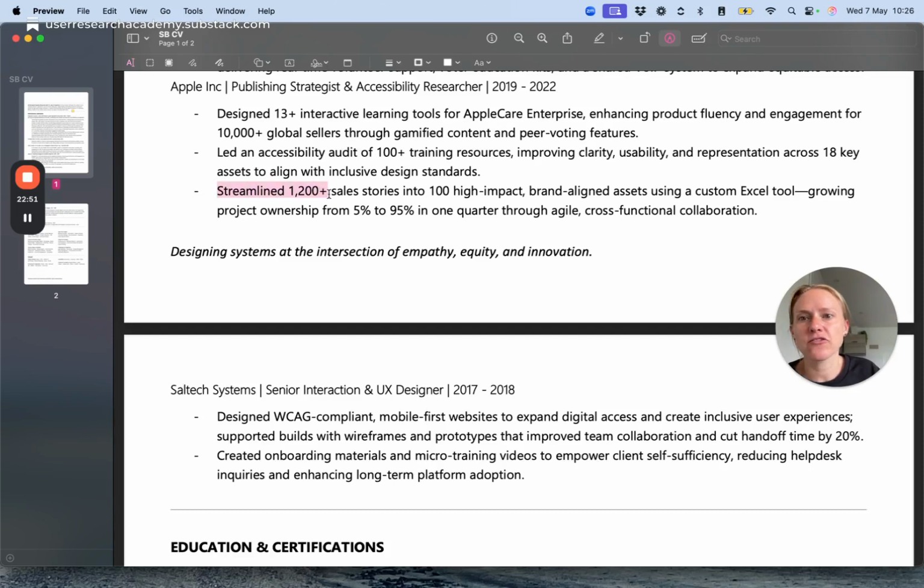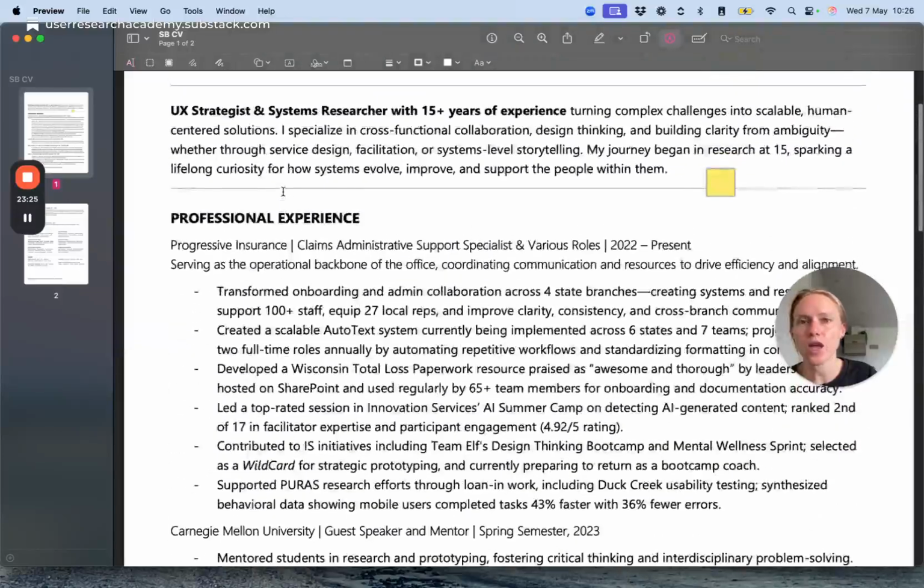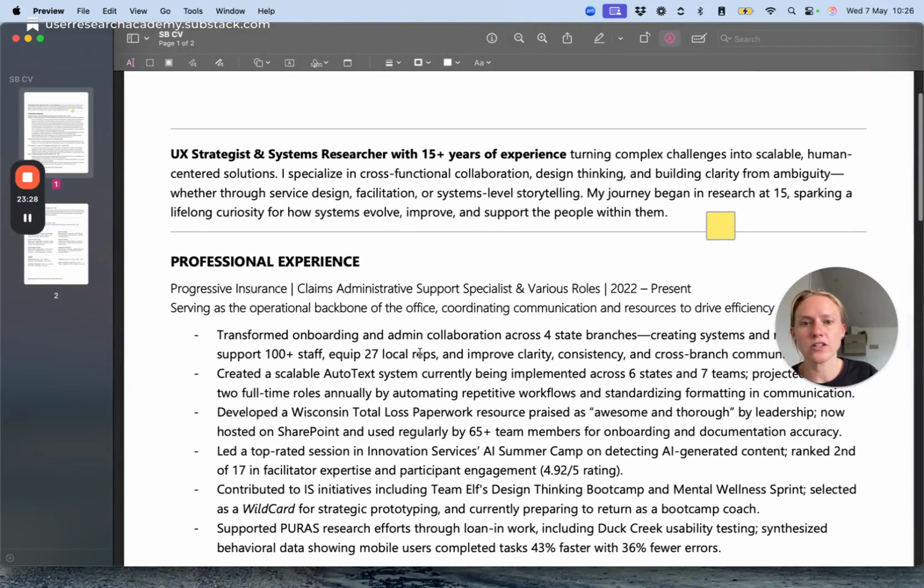But this is great because we have streamlined this many sales stories into 100 high impact assets using a custom Excel tool. Try not to use em dashes too much. Instead, say which resulted in growing project ownership from 5% to 95% in one quarter through agile cross-functional collaboration. That's really great. That's clear. That was the final outcome. Unless there's even more, you could potentially say, but this one is really great, and I would use this as a model for the rest of your statement. So really thinking about what did this enable? What did this lead to?